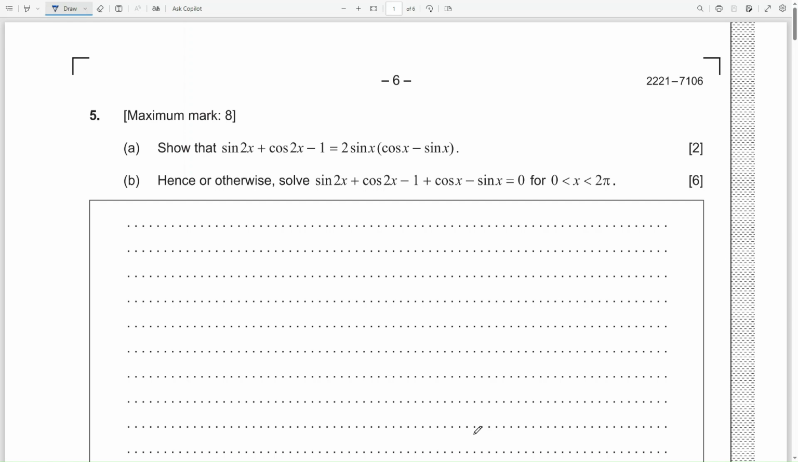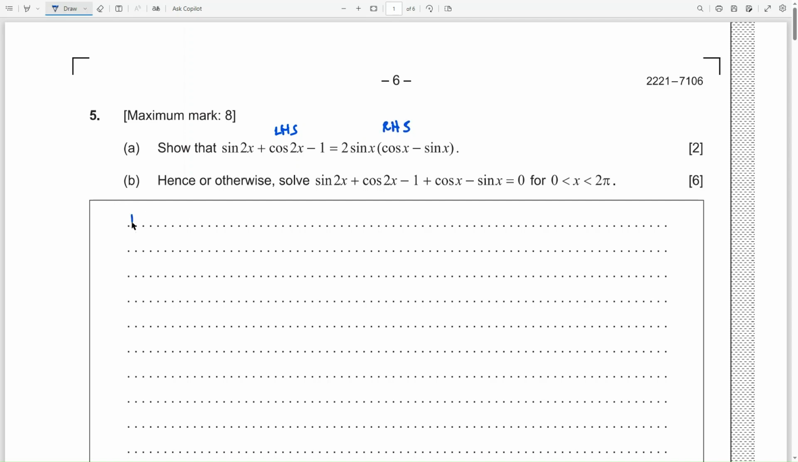It's really up to you how you solve this. You can choose to start from the right-hand side and show that expansion takes you to the left-hand side, or you can start from the left-hand side and then show that expression simplifies to the right-hand side.